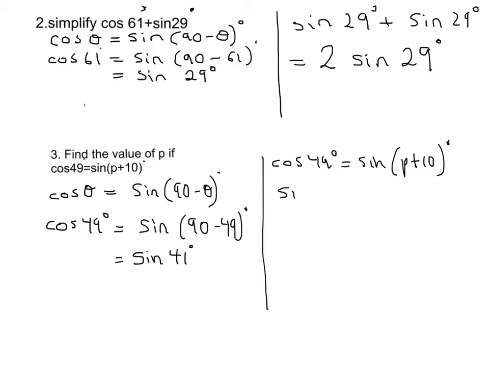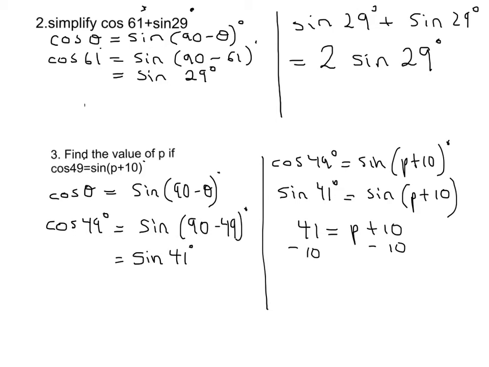So this becomes sine 41 equals sine p plus 10. Now, because everything is in terms of sine, I can just leave the sine out, and I now have the equation of 41. Actually, don't write the degrees. 41 equals p plus 10. So subtract 10 from both sides. Therefore, P is equal to 41 minus 10, which is equal to 31. And there we have it. We found the value of P.